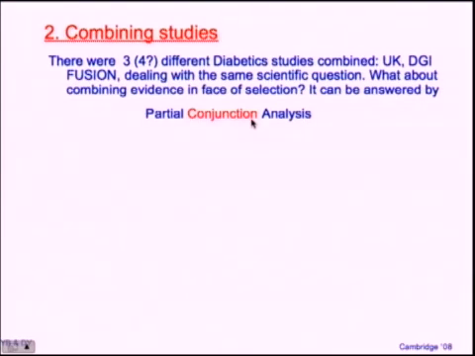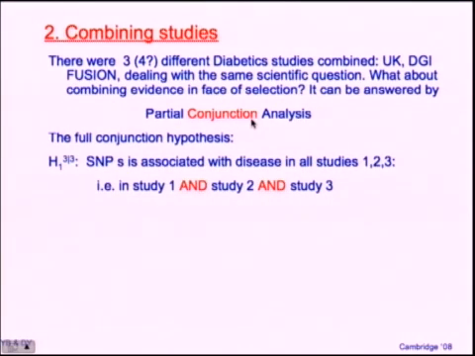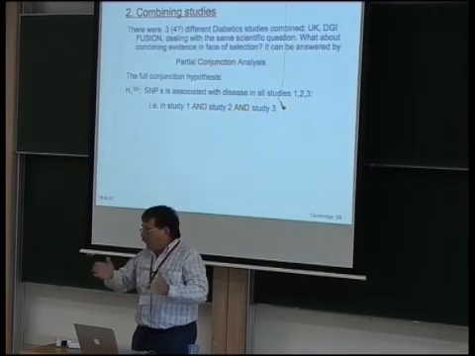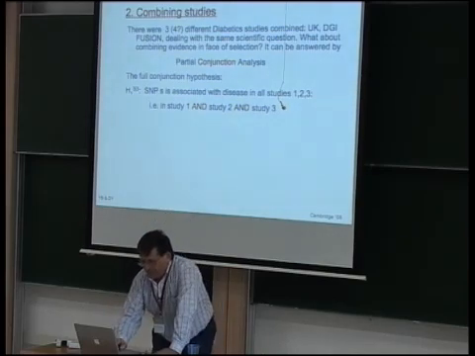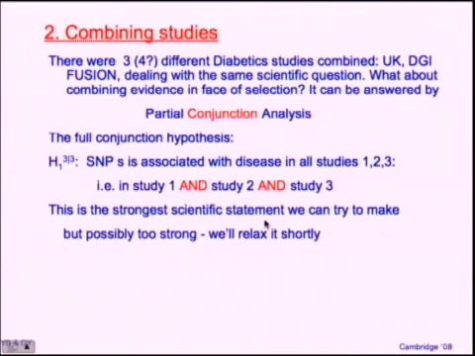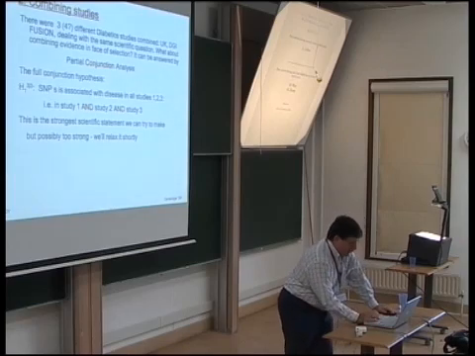Well, what I would like to suggest is the partial conjunction analysis approach. What does it mean? A full conjunction hypothesis is to say that SNP S is associated with the disease in all 3 studies. Okay, in all of them. Now, this is the strongest scientific statement that we can make, right? That it appears that it's in all of them, and probably too strong. I mean, it will be quite impossible to prove that in all studies it is happening, and we'll relax it.